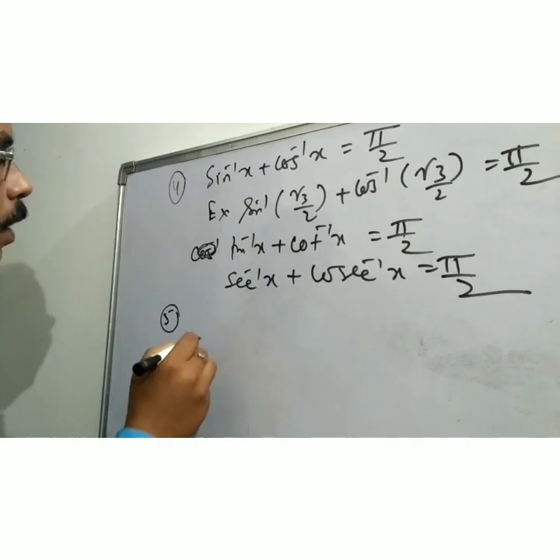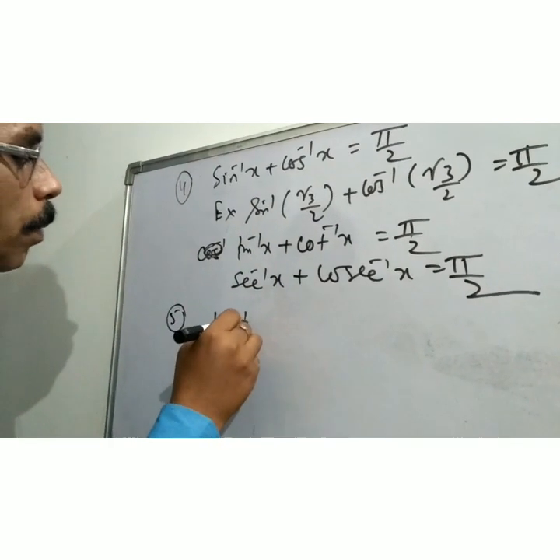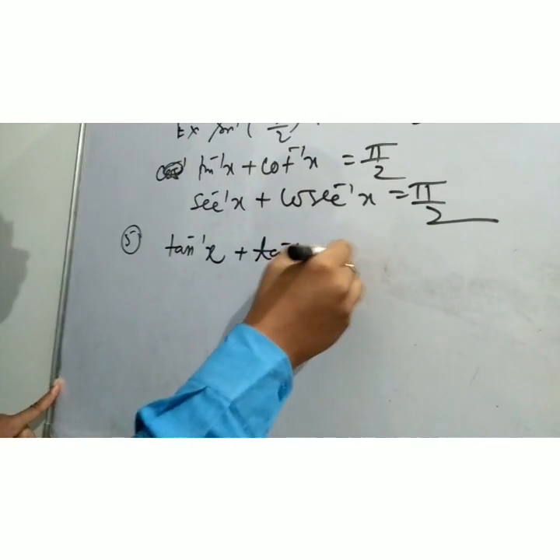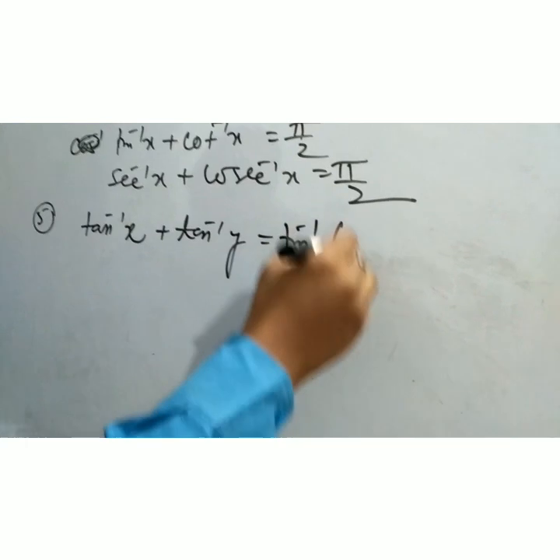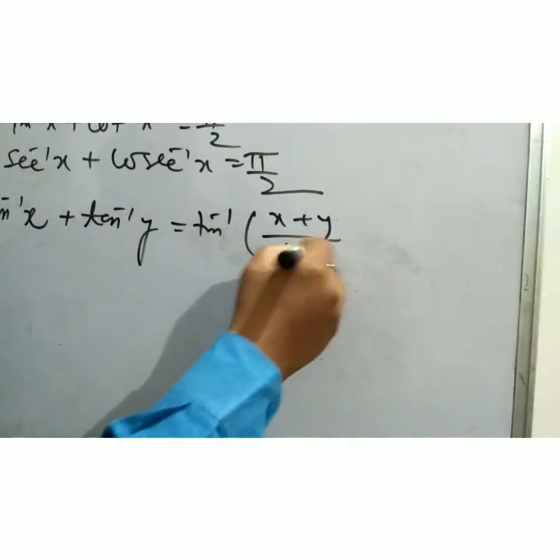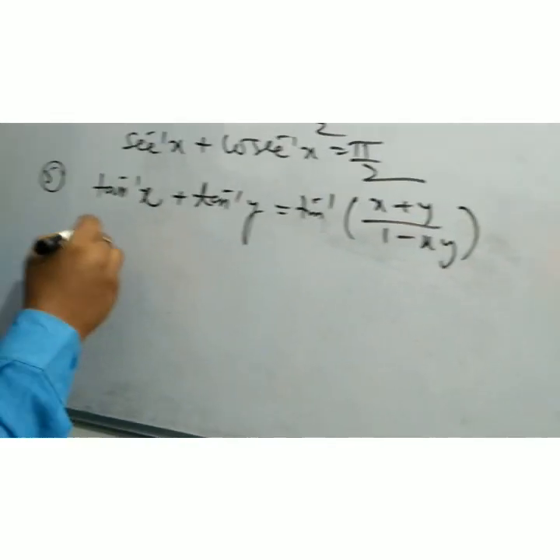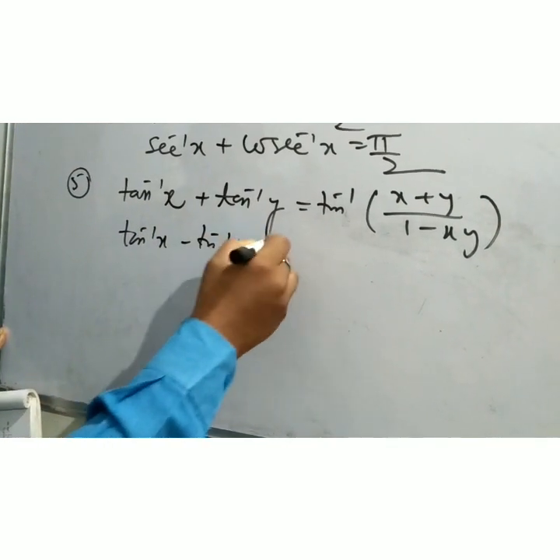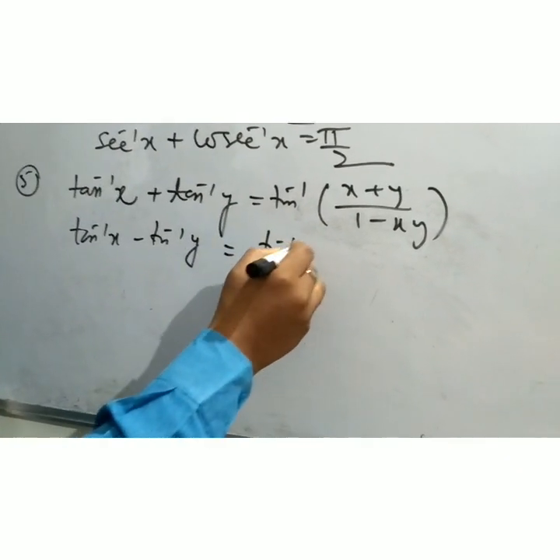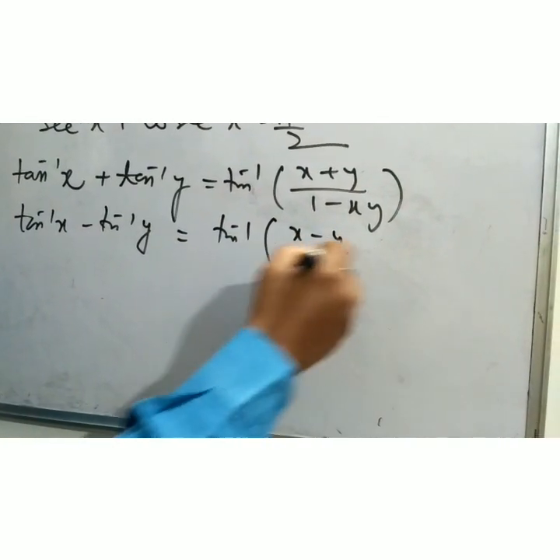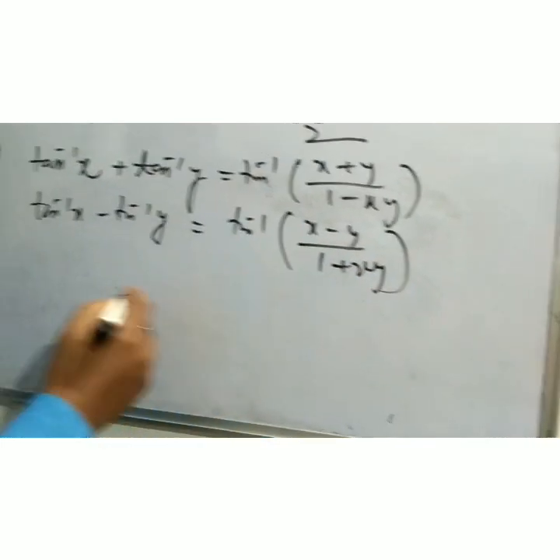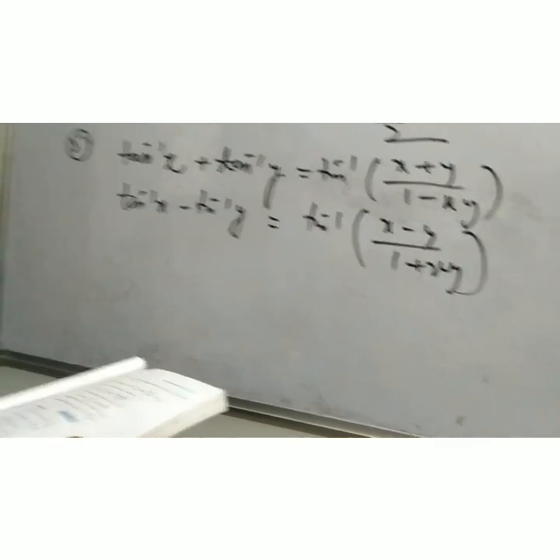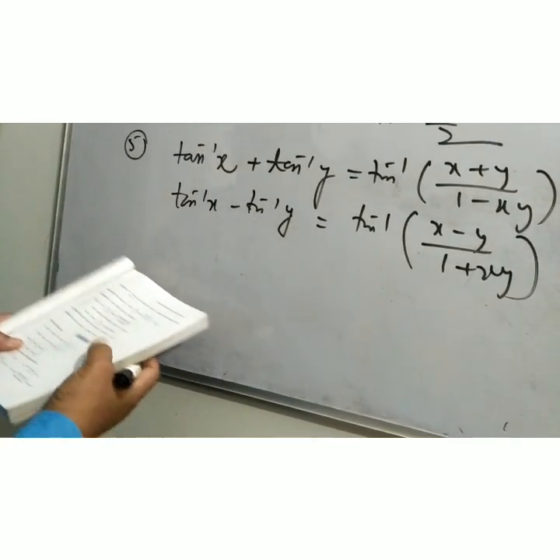Then the fifth property is also very important: tan inverse x plus tan inverse y is equal to tan inverse of x plus y by 1 minus xy. Similarly, tan inverse x minus tan inverse y will be tan inverse of x minus y by 1 plus xy. For the explanation of this property, I will take the example of an exercise question, exercise 2.2, question number 3.